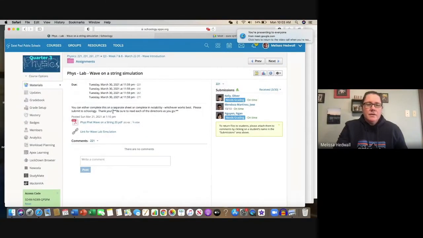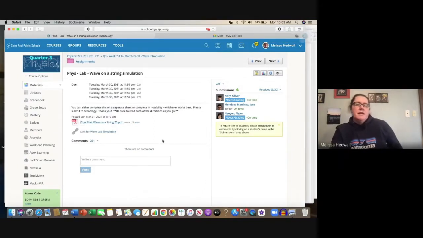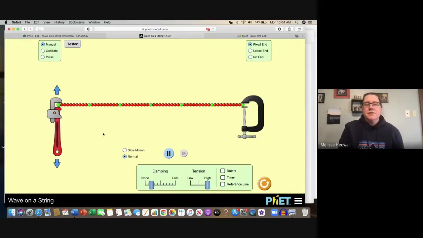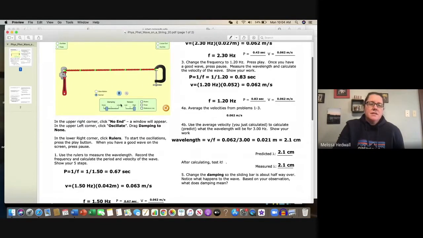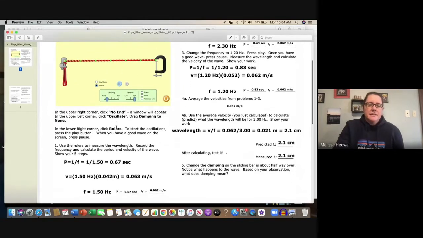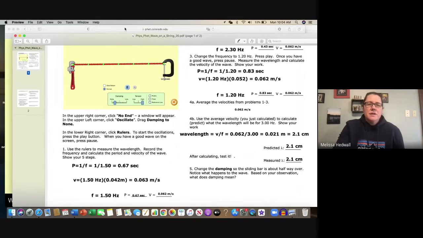And what we're going to do, so if you go into the Schoology assignment, there's a link to open up the paper for it, but then there's a link that brings you right to the simulation, and so you can do that. And so what I'm going to do here is it says go to the simulation. It says upper right hand corner, click no end, window will appear, click oscillate, and click damping to none, and get the rulers out. So we're going to do that.